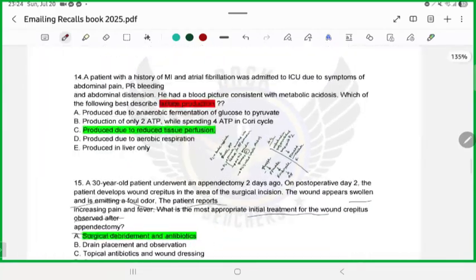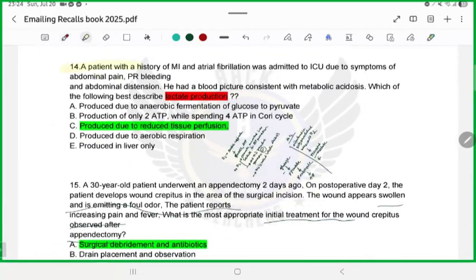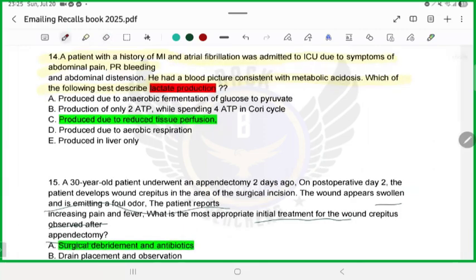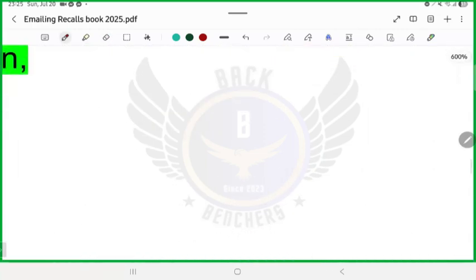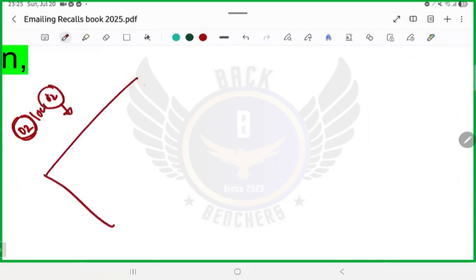People with a history of MI and atrial fibrillation were admitted to ICU due to symptoms of abdominal pain, per rectal bleeding, abdominal distension. He had a blood pressure and metabolic acidosis. Which of the following best describes lactate production? Guys, lactate production in metabolic acidosis. See, how does lactate production or lactic acidosis happen? Anytime there's a hypoxia, let's say low oxygen, our tissue gets low oxygen.